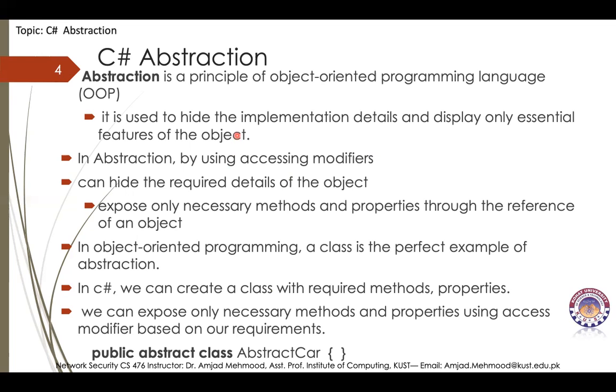You will be giving inputs to the method, and then you will get the result. So this is just like a black box. In abstraction, by using access modifiers we can hide the required details of the object and expose only necessary methods and properties through the reference of the object.